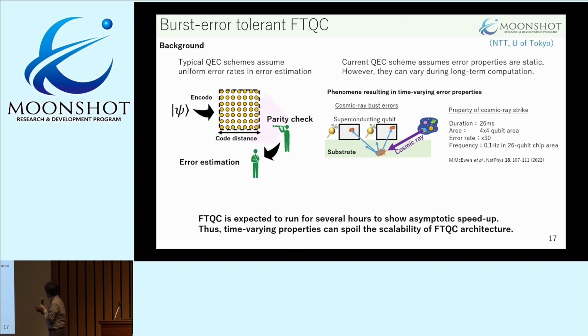And this is another example of a software solution to a hardware problem. And recently it was reported that cosmic ray events are non-negligible for a quantum computer. So even for this small size of chip, once in 10 seconds, a cosmic ray event occurs, and it raises the error rate by a factor of 30 in the vicinity for a certain period of time. Now, this kind of time-varying property requires special attention, because if we use a big code sufficient for the worst-case error, then the overhead is too much.